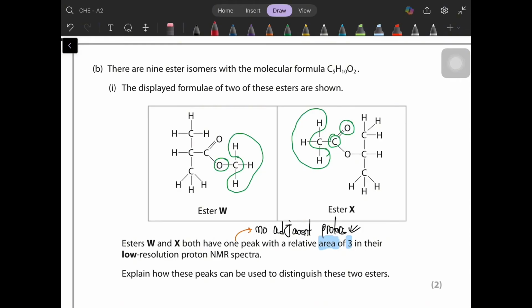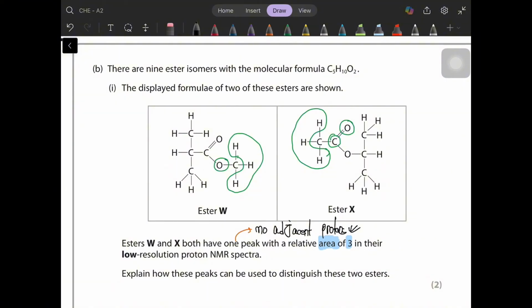The singlet is due to these three carbon atoms, right? Because in the adjacent carbon there is no hydrogen environment, right? So this is going to be a singlet over here, and the same thing is going to be true for this as well, because in the adjacent carbon atom we do not have any hydrogen, so this is going to be a singlet or a single peak.